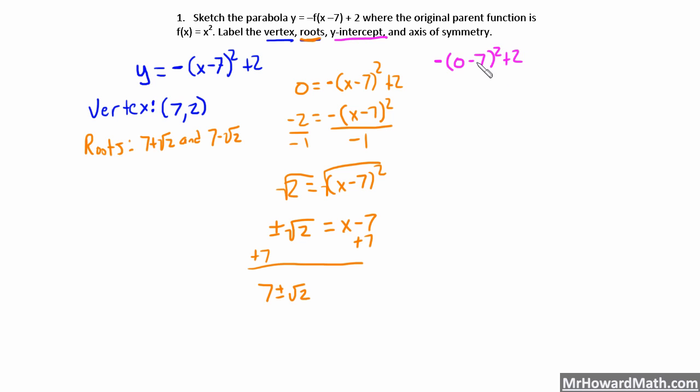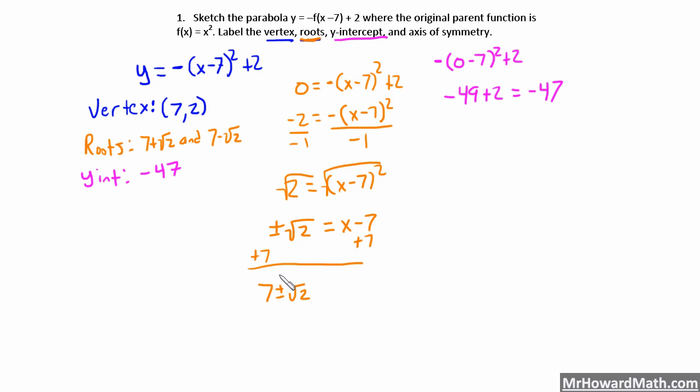So 0 minus 7 is negative 7. Negative 7 squared is negative 7 times negative 7, so that's 49. So it's negative, and then this part becomes 49. Negative 49 plus 2 is negative 47. So my y-intercept is negative 47. You could write it 0 comma negative 47. That would be fine.